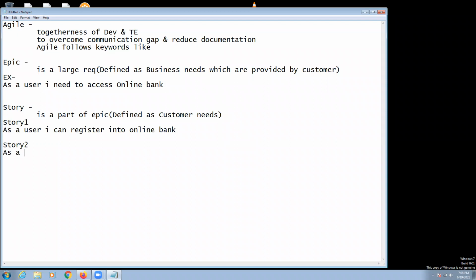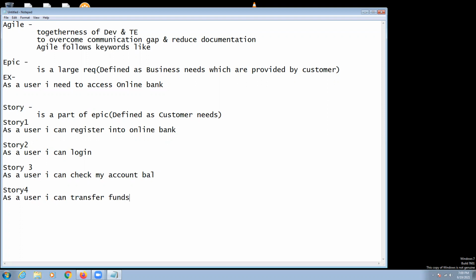as a user, I can log in. Third one, as a user, I can check my account balance. Then the fourth one, the transferring: as a user, I can transfer funds. This is what it is. The same thing which we put yesterday in the e-cart shopping website example, today I defined in a different manner.